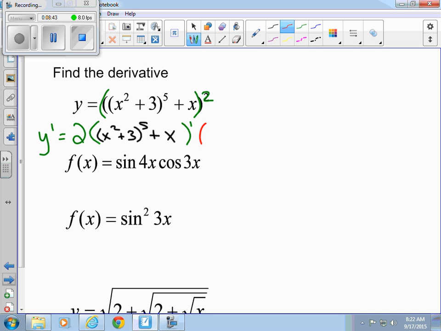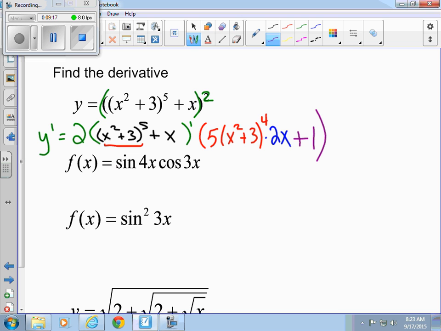So I'm going to do the derivative of the inside. This first piece, that derivative is 5x squared plus 3 to the 4th. I left the inside alone. But then what do I need to multiply by? 2. And then I'm going to add the derivative. This is nice because it's just addition. The derivative of x is 1.